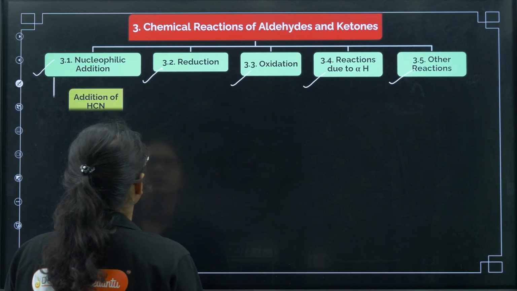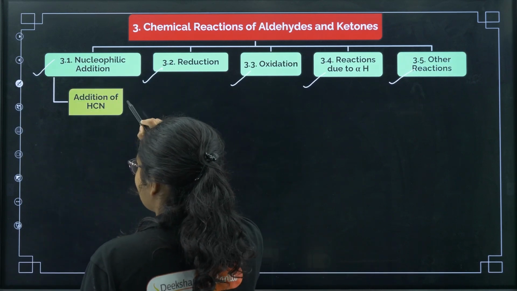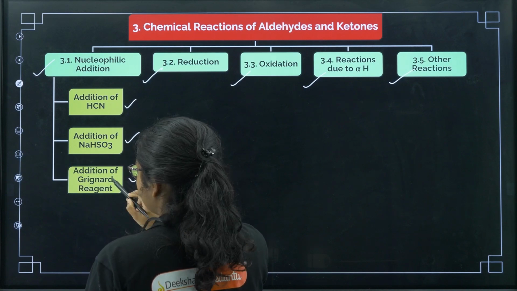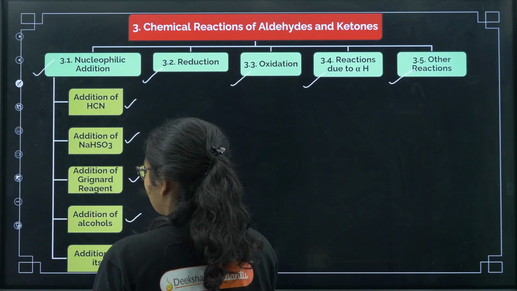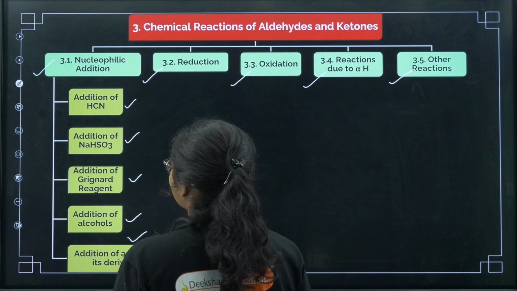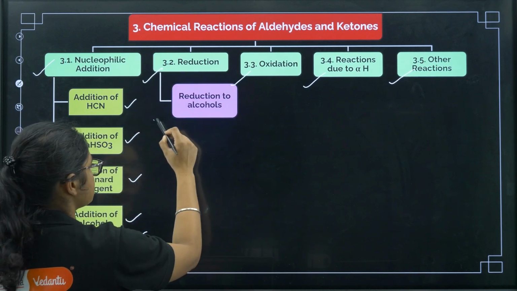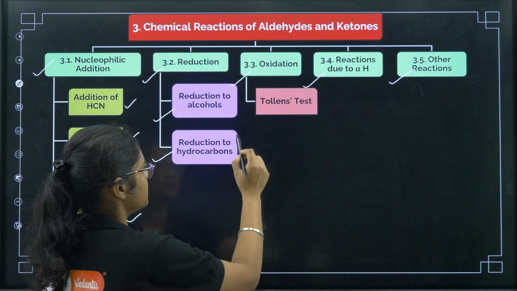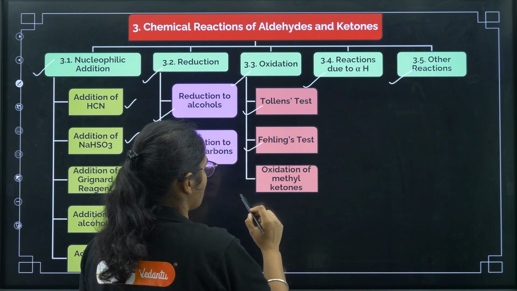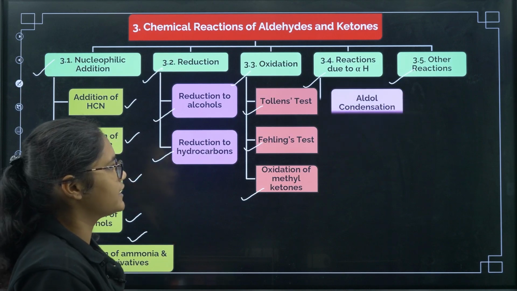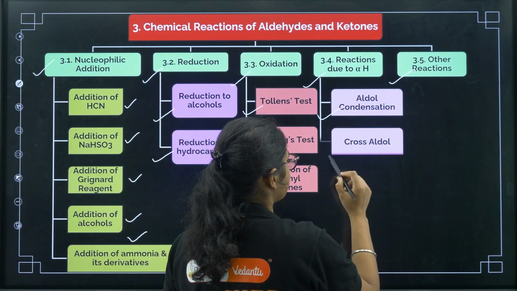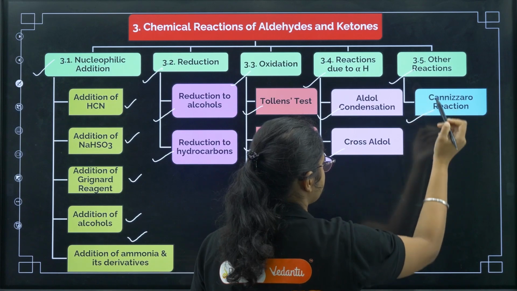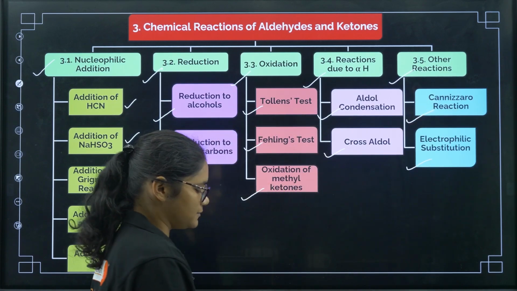Okay, under nucleophilic reactions or additions, we have 5 reactions: addition of HCN, addition of NaHSO3, addition of Grignard reagent, addition of alcohols, and addition of ammonia and its derivatives. Under reduction, we have reductions to alcohols and reductions to hydrocarbons. Okay. Next, under oxidation, we have Tollens test, Fehling test, and oxidation of methyl ketones. Next, reactions due to alpha hydrogen, we have aldol condensation and cross aldol condensation. Next, in other reactions, we have Cannizzaro reaction and electrophilic substitution reaction.